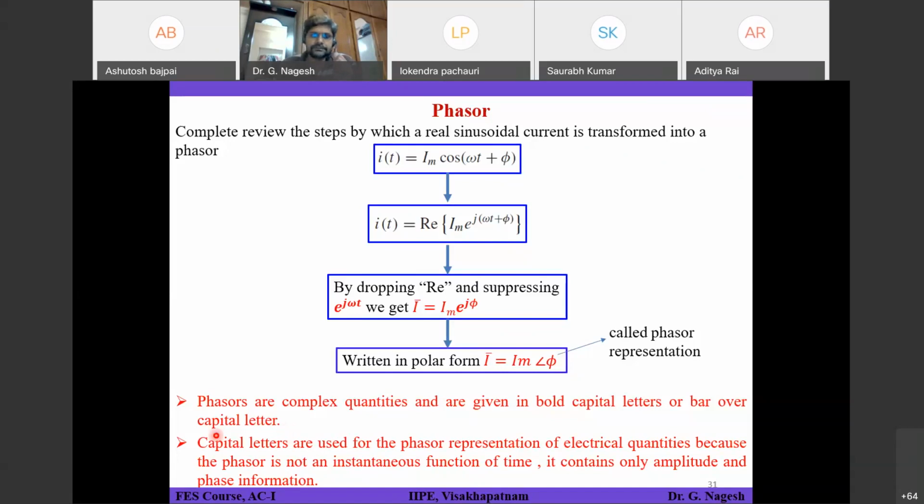Capital letters are used for phasor representation of electrical quantities because the phasor is not an instantaneous function of time. It contains only amplitude and phase information. So a phasor will give you only the information regarding the amplitude and phase angle. That's all. It's a simplified form of representation of a complex number. So it's not an instantaneous function of time. Is it clear?